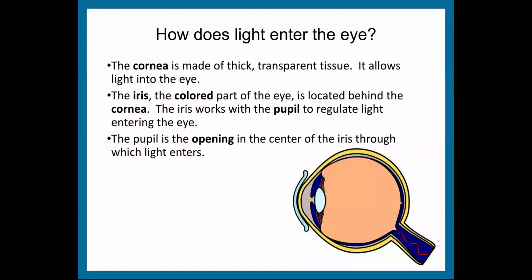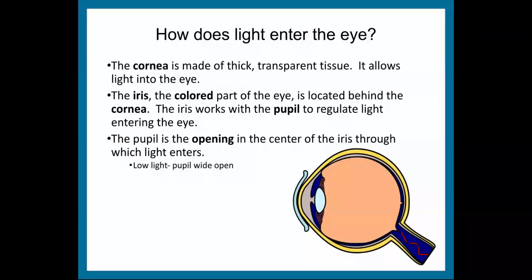So you'll see you have the colored part of your eye. If you ever look at your eye in the mirror, you have the color, you have the white around it, you have the colored part of your eye, and then you have this dark circle in the middle. That's the opening that's at the center of the iris, and that's where light enters your eye, that opening.